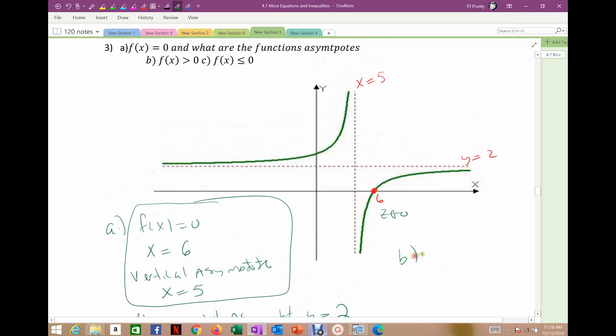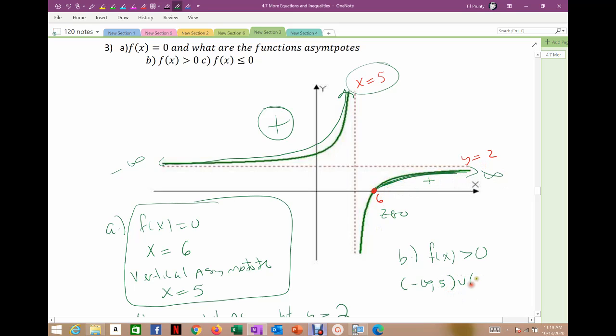Alright, then my next question B is, when is it greater than 0? Alright, when is it positive? Well, this entire piece is positive, right? So it's positive from negative infinity up to my asymptote, my boundary. And so negative infinity to 5, it's positive. And then there's a second place that's positive. This piece is also positive, right? It's positive from 6 shooting off to infinity. So from 6 to infinity.